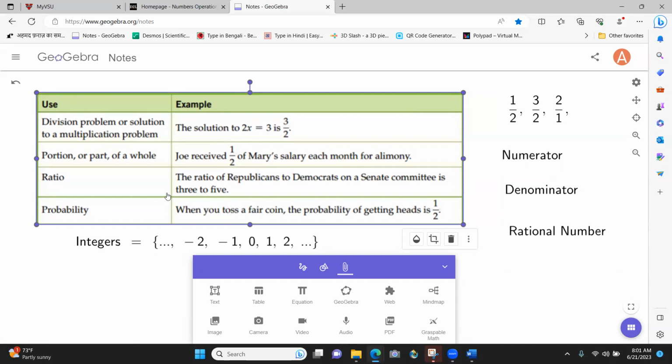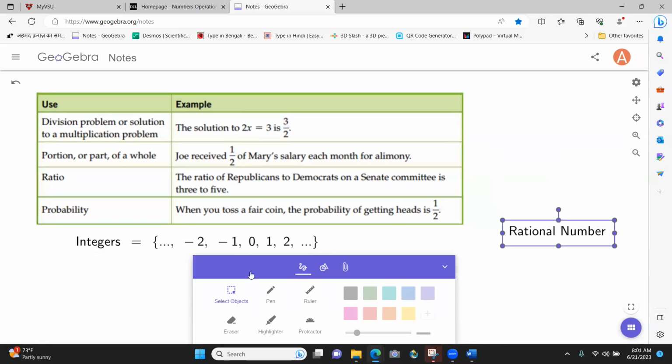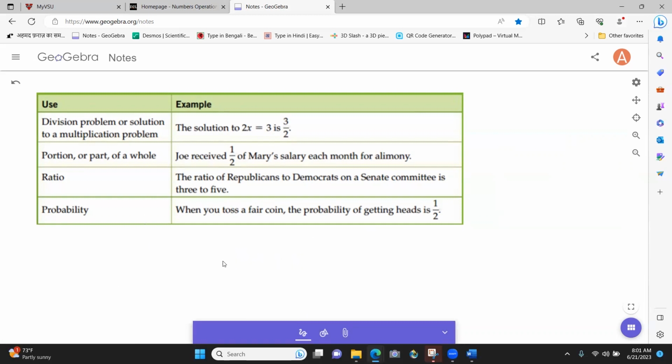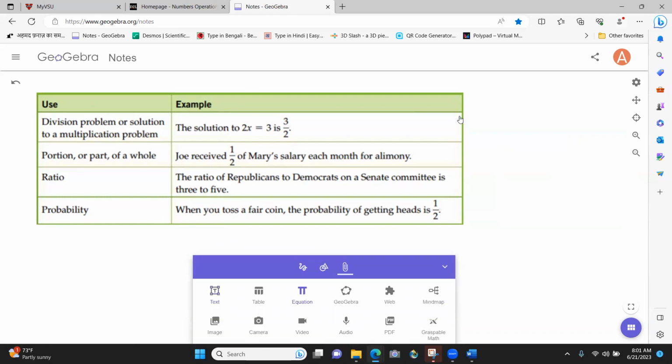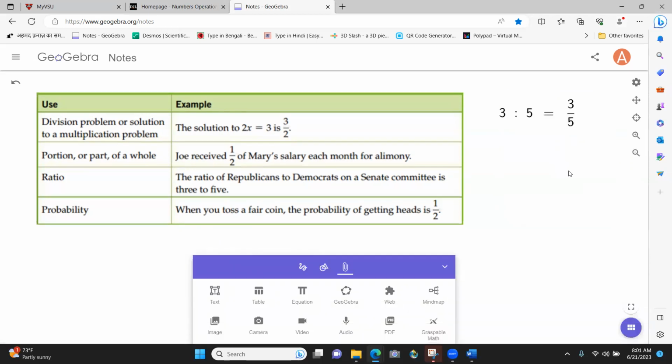Ratio. Ratio is also a type of fraction. Basically, the ratio of Republicans to Democrats on a Senate committee is 3 to 5. That 3 to 5, we write it like this. Oh, let me erase some of these things, okay? Okay, 3 to 5 is written like this traditionally, but this also means 3 over 5. They are the same. They can be used interchangeably.